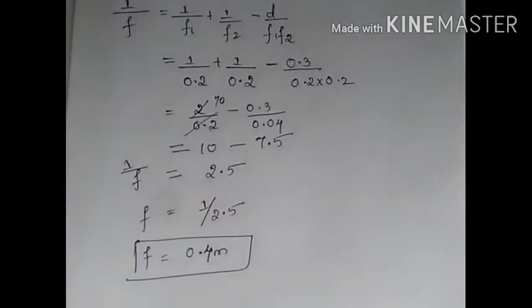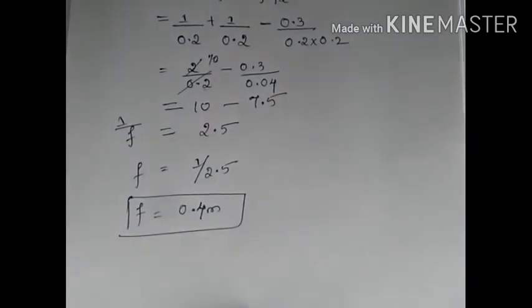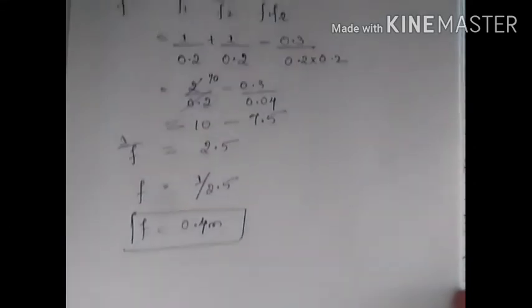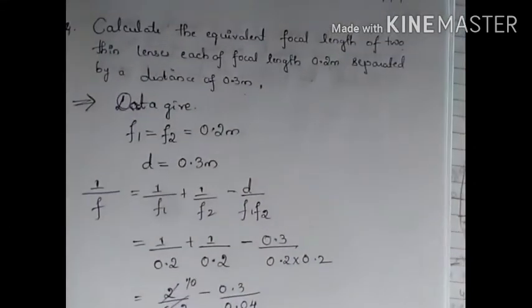So finally you found the equivalent focal length for the two thin lenses, which have a focal length of 0.2 meters and are separated by a distance of 0.3 meters. So the equivalent focal length here is 0.4 meters. So f is the equivalent focal length. So this is the solution for the fourth question.